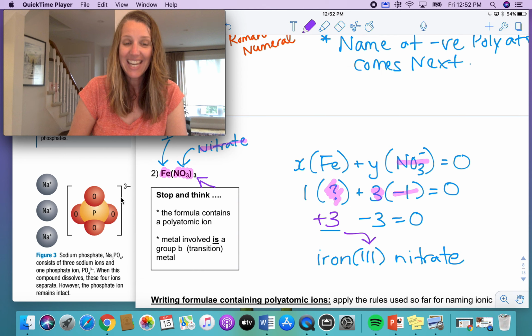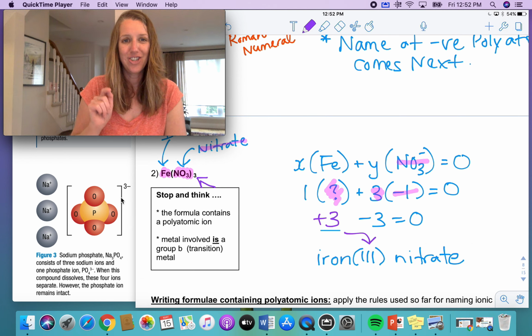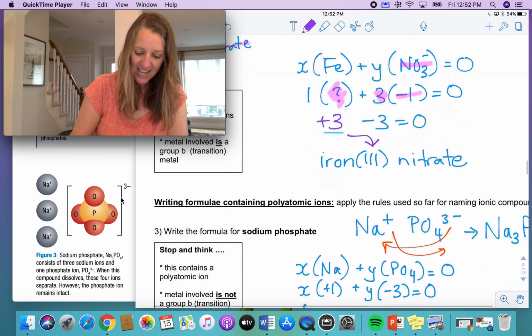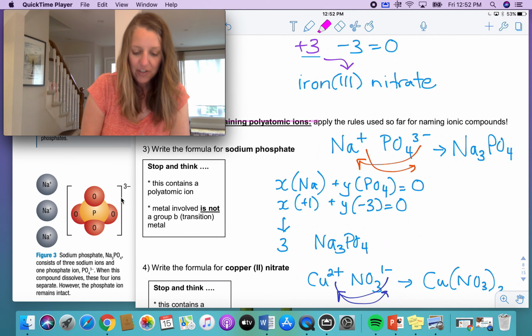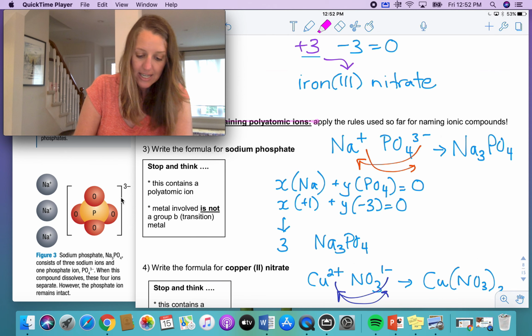Okay? And again, the naming is specific. It's not nitride. That would have been if it was just nitrogen. But it's not. It's an NO3 with the 1- charge. This is a nitrate. Okay, reverse. Writing the formula if you are given the polyatomic name.